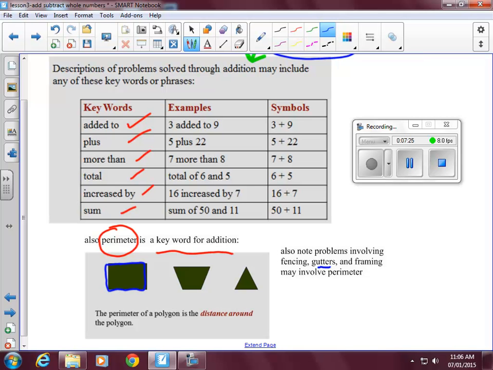So the perimeter of a polygon, whether it's a rectangle, a trapezoid, or a triangle, is the distance around the polygon. So you would be adding the sides. So be on the lookout even for those kinds of problems. Okay.